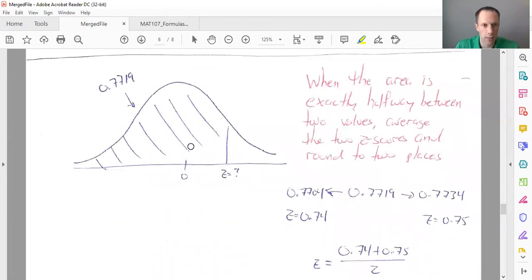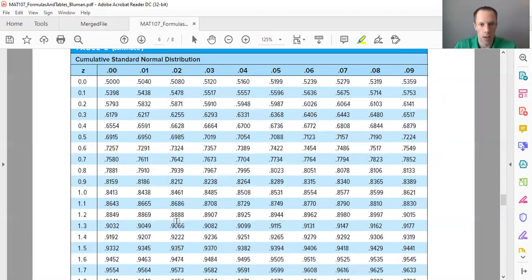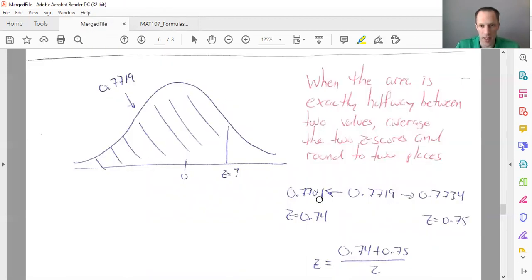Okay, now here's another one. Pretty much the same picture, but this time we're looking for the area 0.7719. That's the area to the left of this z-value. So let's see if we can find this one. Well, here's 7704 and here's 7734. We're in between those two. So I mark down the 7704 and the 7734, and I say I'm in between when I'm looking for 7719. I'm checking to see if I'm closer to one of these values than the other.